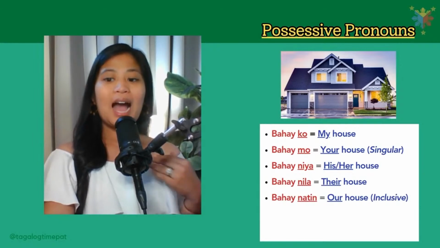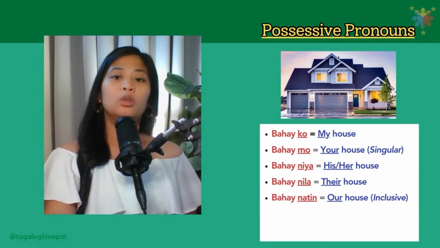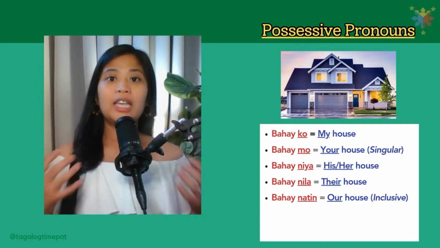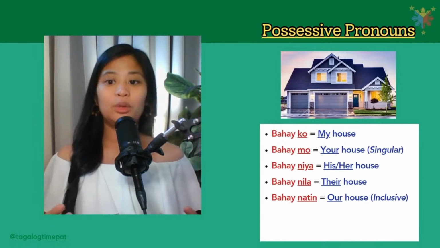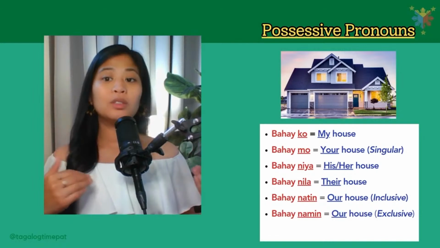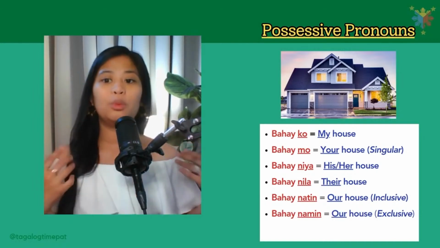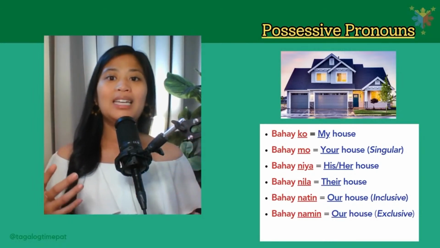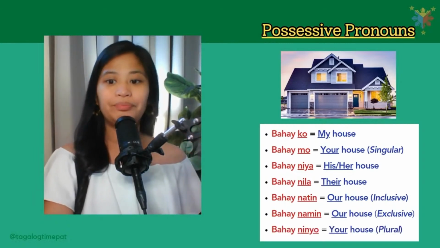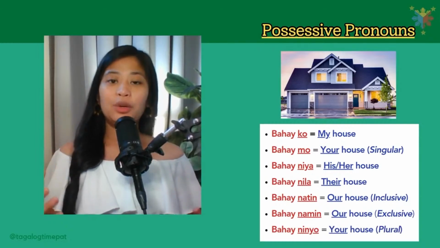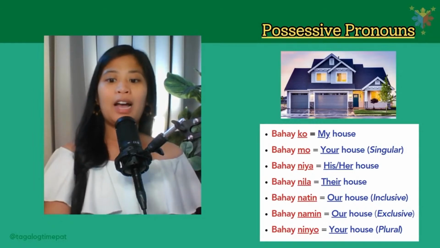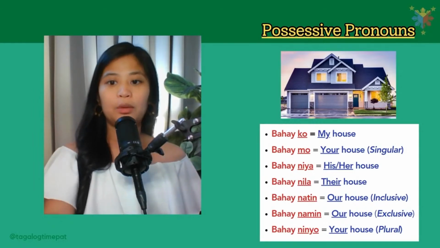Bahay natin, our house, inclusive. So if you and me and the whole class, we all lived in the same house, we could say bahay natin. Everyone is included there. Versus bahay namin means our house, exclusive. So me and my husband Chris, we have our own house. That's bahay namin. You're not included, I'm just telling you about it. So bahay namin. And then bahay ninyo, your house, plural. So you all as a class, you all have a house. That's bahay ninyo, your house.